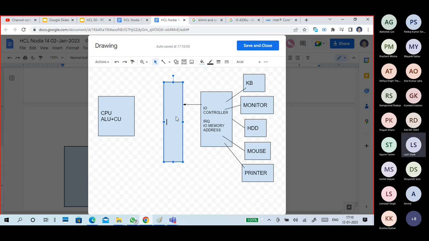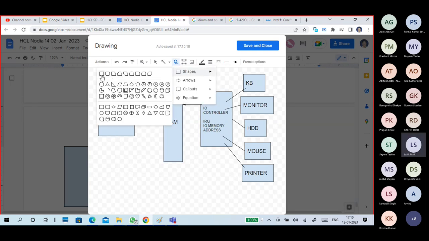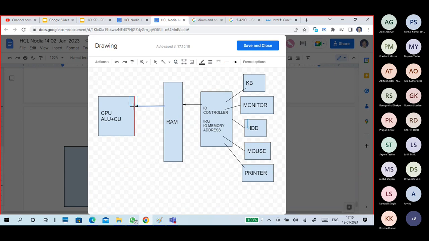This is RAM. So what will RAM do? RAM loads the data and instructions and gives them to your CPU. Inside a CPU, there is cache memory. This cache memory is in different levels.